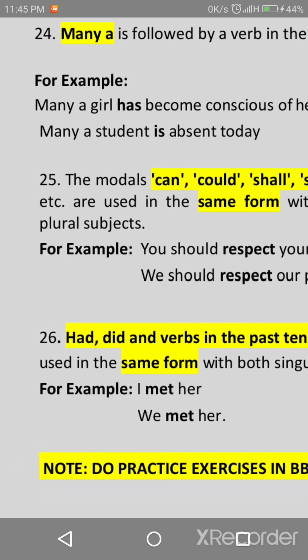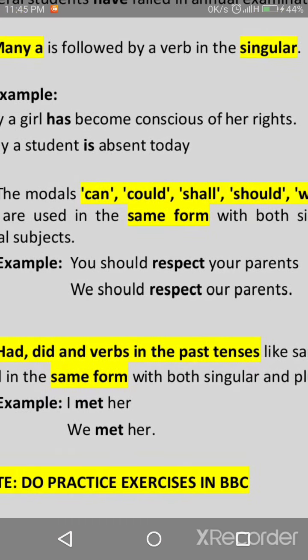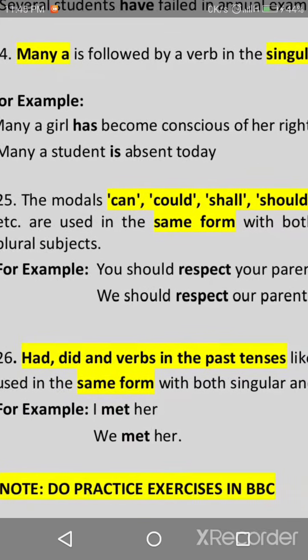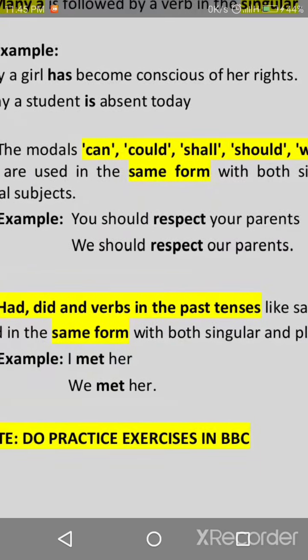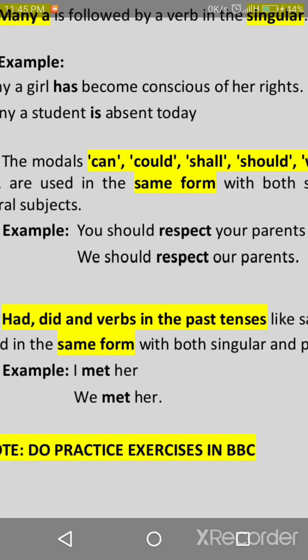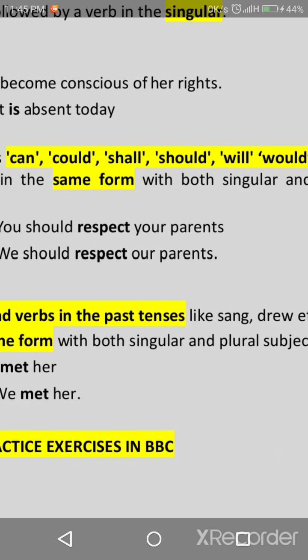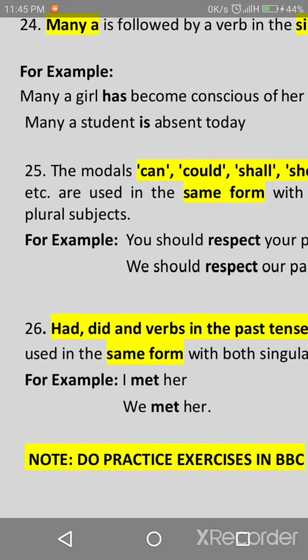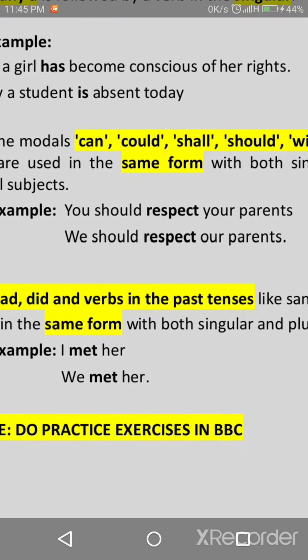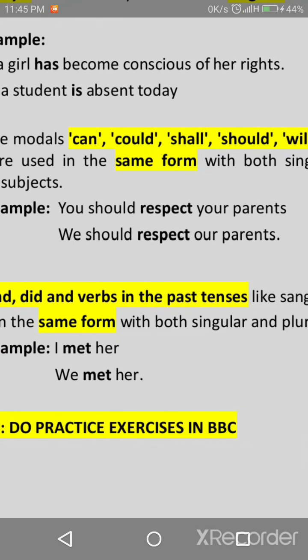Rule number 25 is that the modals like can, could, may, might, will, shall, would, should, they are used in the same form with both singular and plural subjects. So these modal auxiliaries, they are always used in the similar way in both singular and plural subjects. For example, you should respect your parents or we should respect our parents. Now whether the subject is singular or plural, the same modal auxiliary is used.